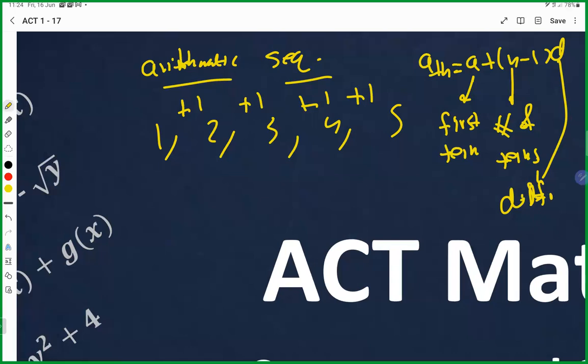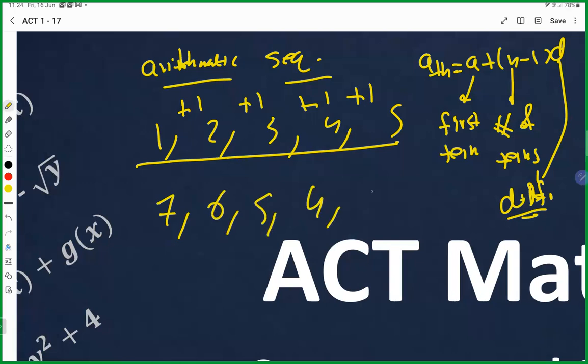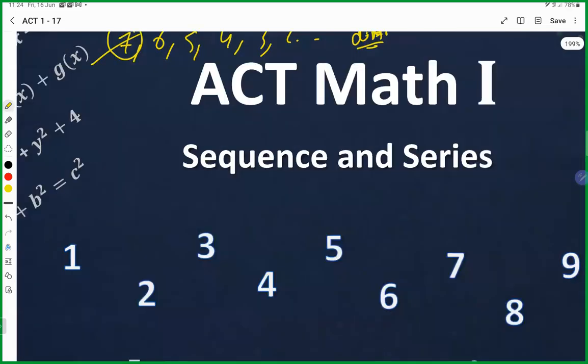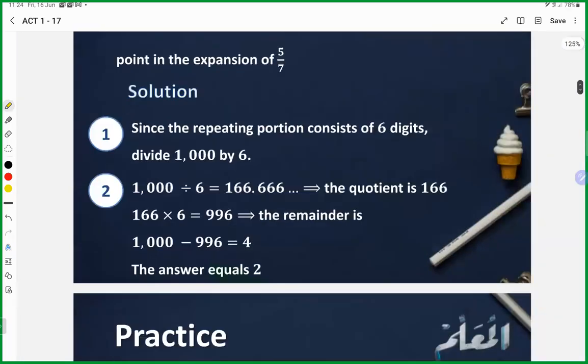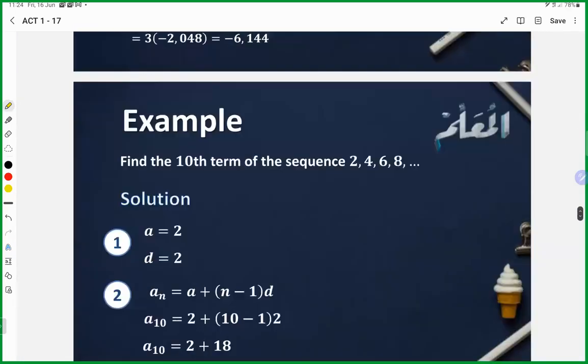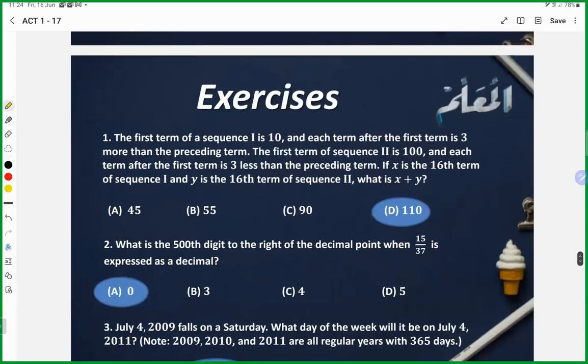Is the difference always positive? No, this one is increasing, but it could be another way: 7, 6, 5, 4, 3, and so on. So a is 7, and the decrement factor is negative 1. So this is increasing, and this is decreasing.